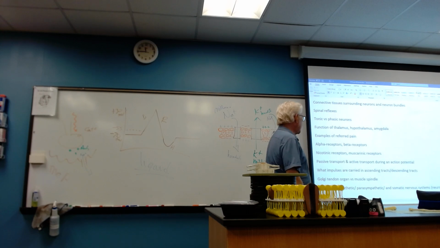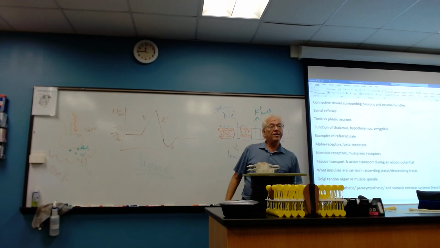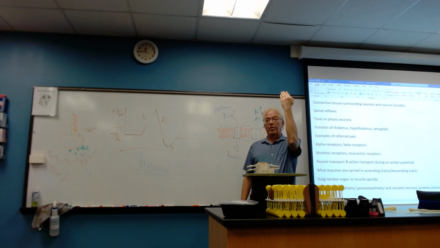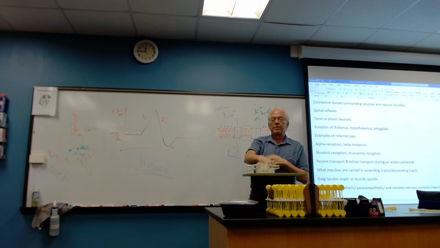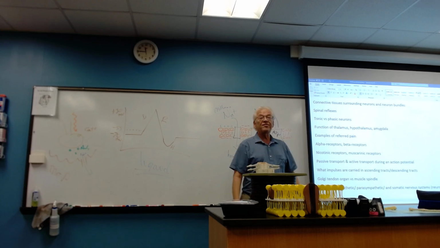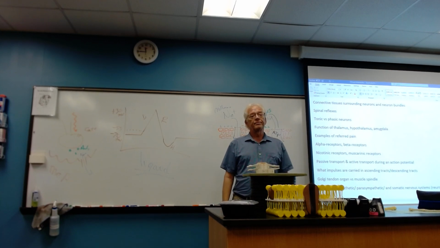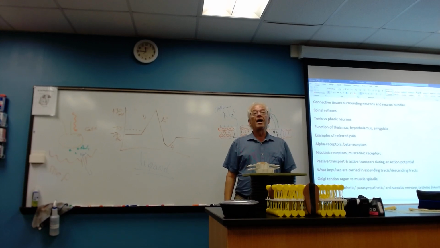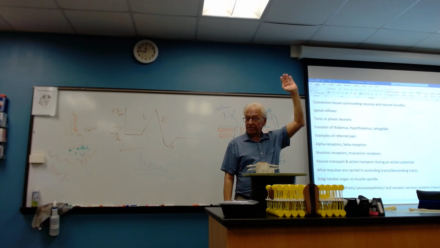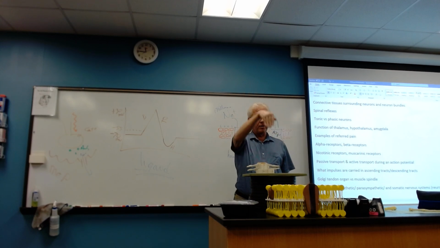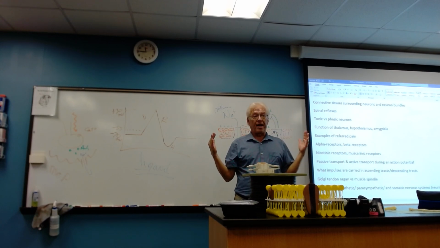Good. Okay. Ascending tracts in your spinal cord. What do they carry? Sensory. Descending carry what? Motor. Easy. Ascendings are found where? In the back. Ascending are in the back. Sensory. Motor are found in the front. Got it? And there's a mixture on the sides, right?